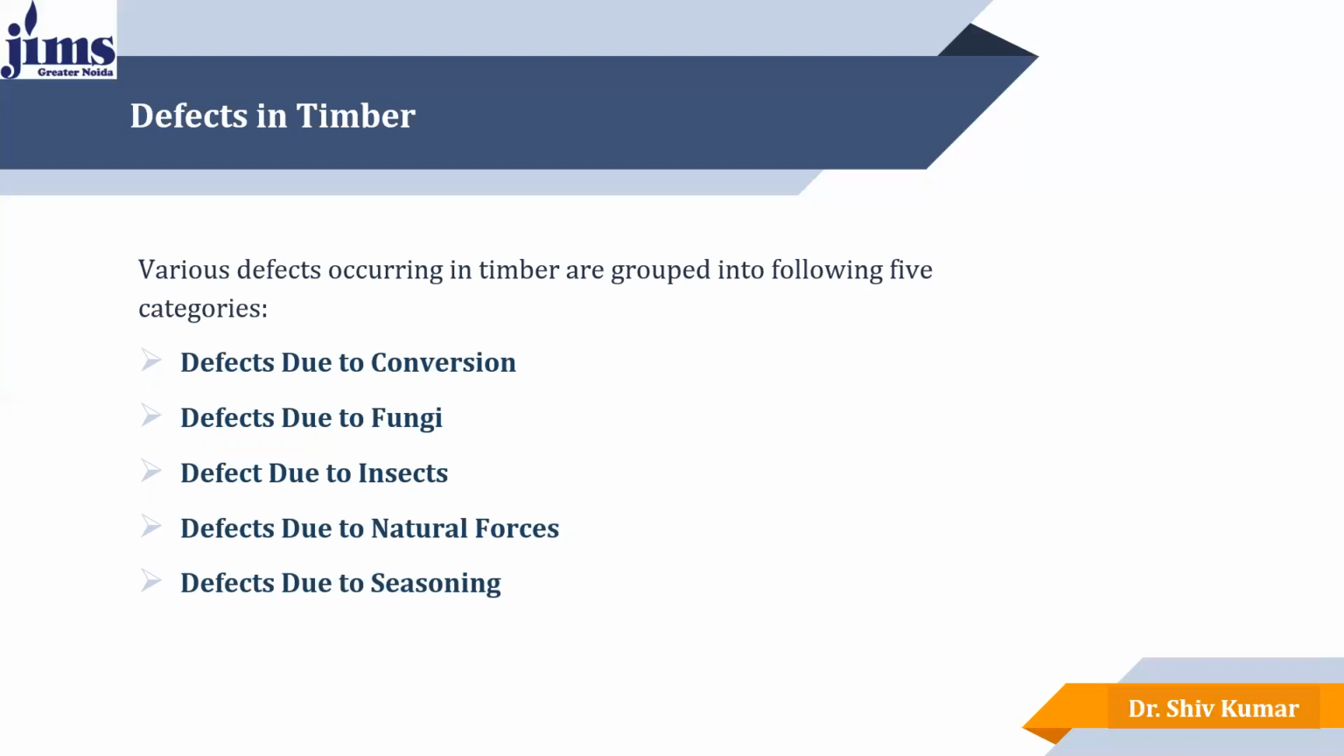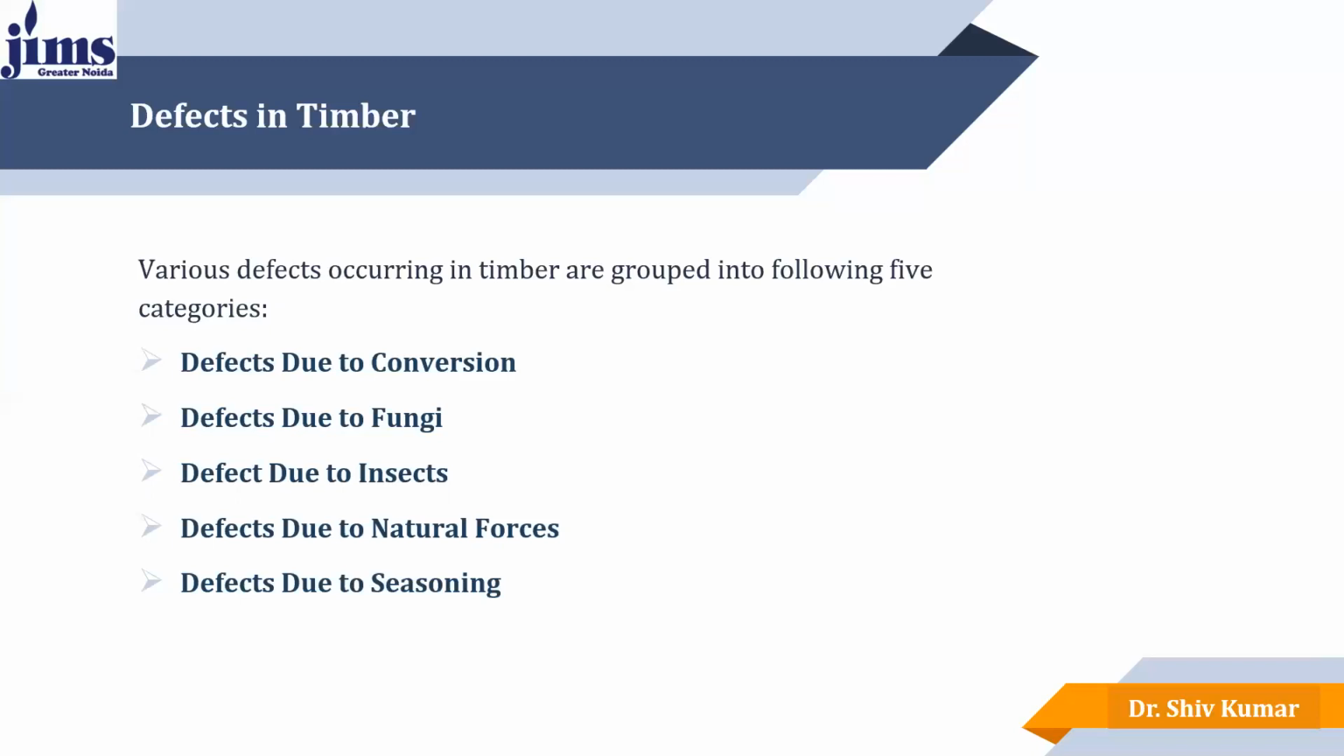So it should be free from any kind of defects. We will elaborate some basic types of defects which are found in the timber, that may be natural, that may be man-made. So these are the common types of defects found in timbers.